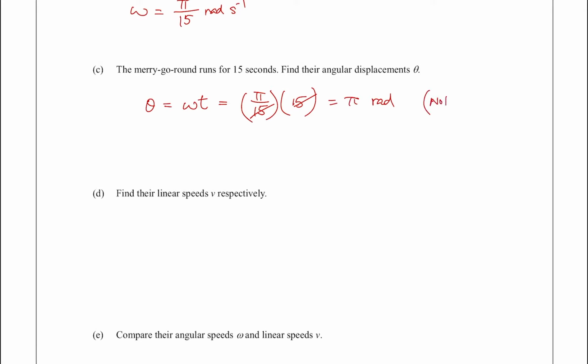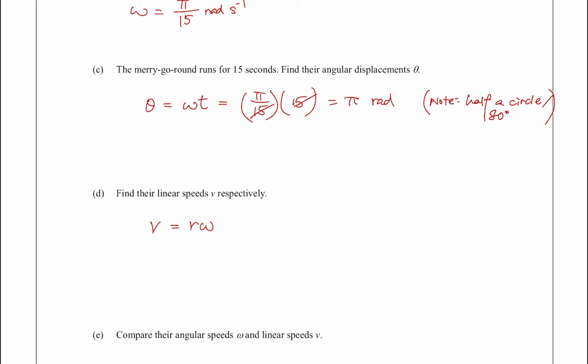Pi radian, or you can say it is half a circle, or 180 degrees. Okay, this is our normal way of expressing an angle. So of course you can write it in pi radian as well. Part D, find the linear speed v. v is equal to r omega.